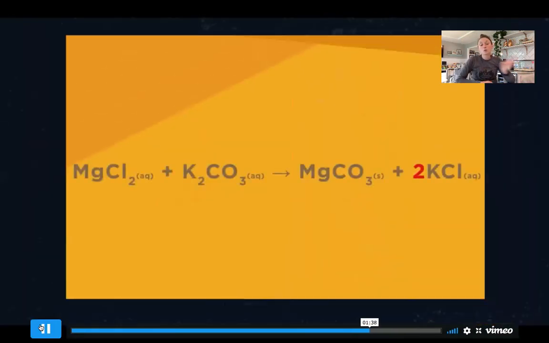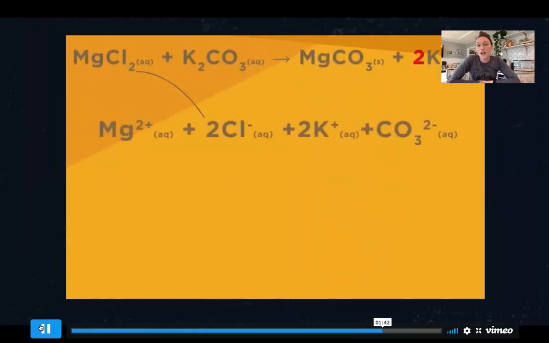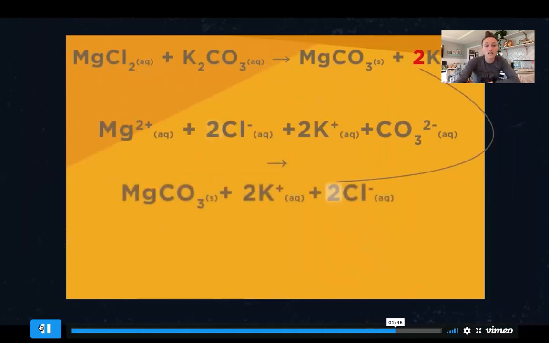And then they're going to go through writing the net ionic equation. Again, watch it, but we will practice this another time. The one thing I want you to realize here is, remember, each of these things that are aqueous split apart into their ions, but this magnesium carbonate is solid.